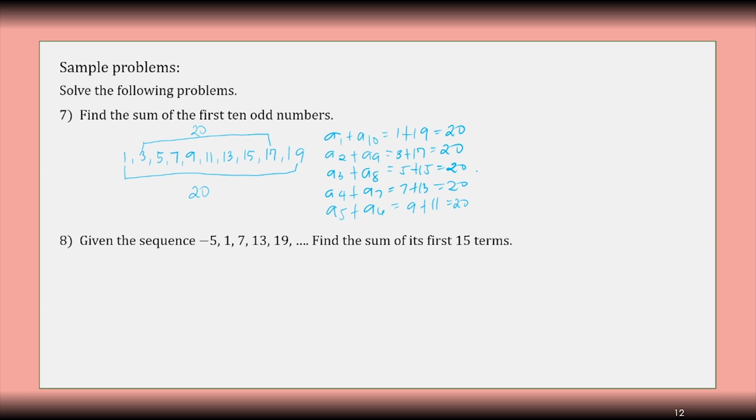So mapapansin nyo, meron tayong limang 20. Kaya times na lang natin siya sa 5. So ang sagot dyan is 100 pag pinag-add pala natin siya. So paano ba naging ganun? So gumawa tayo ng formula based on this solution.